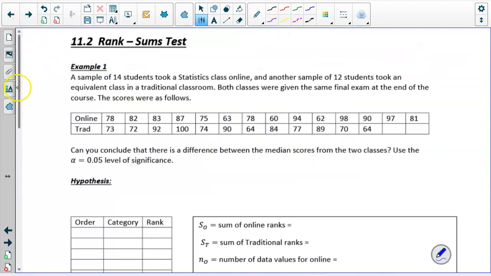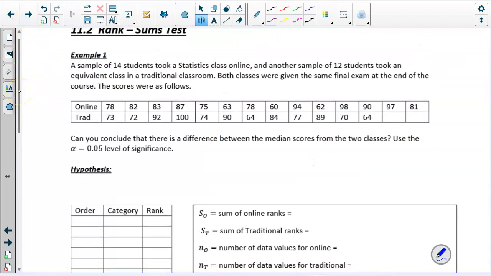So let's jump right in. Example 1 says a sample of 14 students took a statistics class online, and another sample of 12 students took an equivalent class in a traditional classroom. Both classes were given the same final exam at the end of the course, and the scores were as follows. So this top row is my online students, those scores, and this bottom row is my traditional classroom scores, okay?